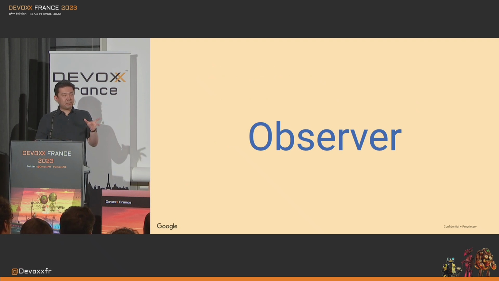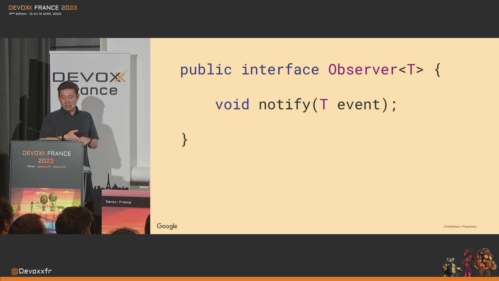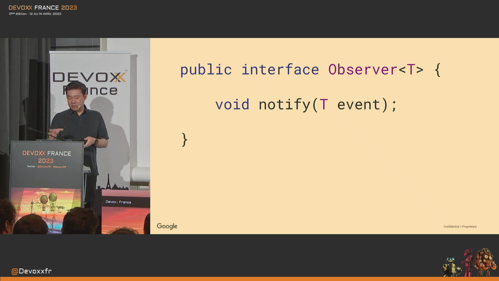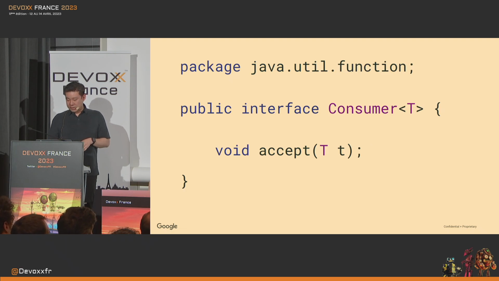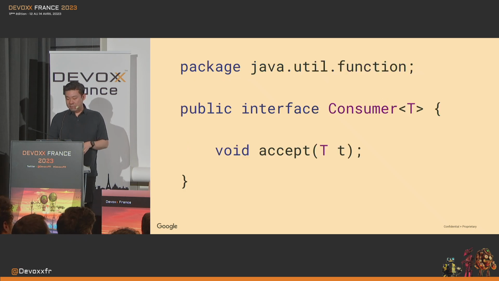Next one is observer. Actually, we still have a deprecated implementation of the observer pattern in the JDK, which doesn't have a guaranteed interaction order. So in 2023, we should try to do it differently. Instead of creating a public interface Observer of type T, which has a type T event, we can use a similar functional interface that we have in the JDK, which is Consumer of type T, which accepts a type T.